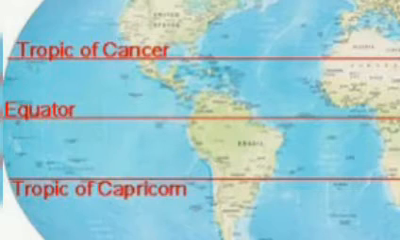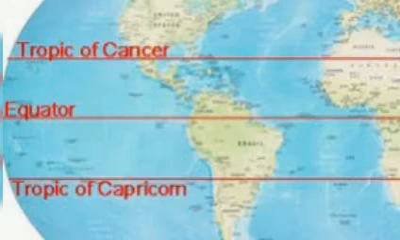The world, for example, is divided into two equal halves, north and south. The north half is called the northern hemisphere and the south half is called the southern hemisphere. The north edge of the imaginary line is called the North Pole and the south edge of the imaginary line is called the South Pole.